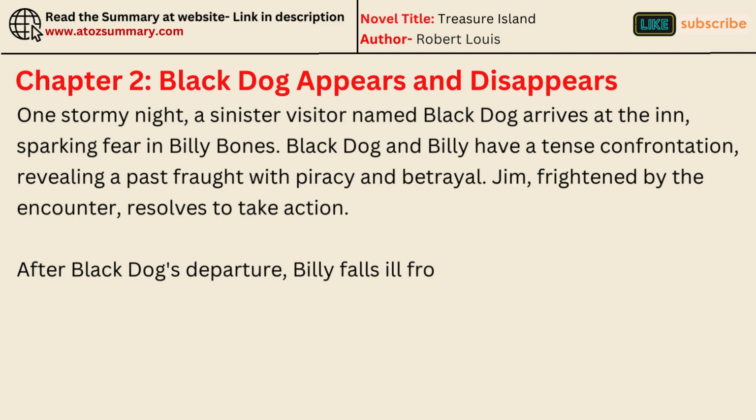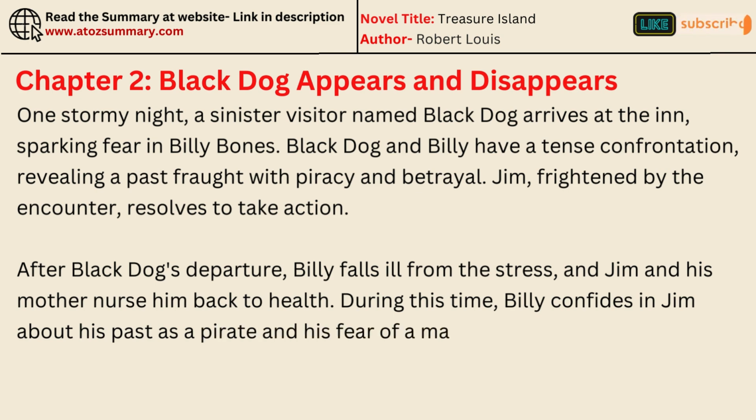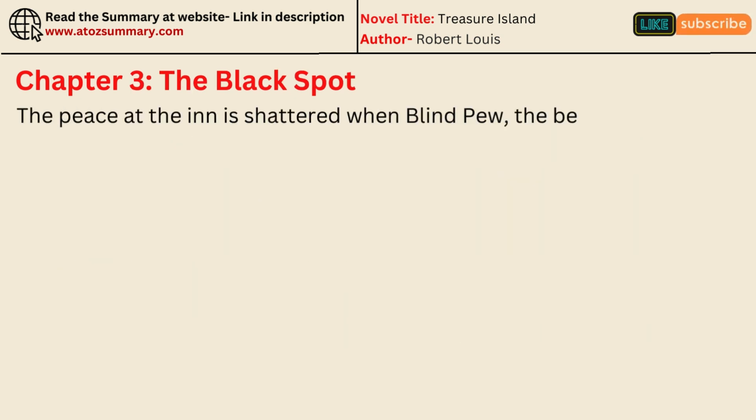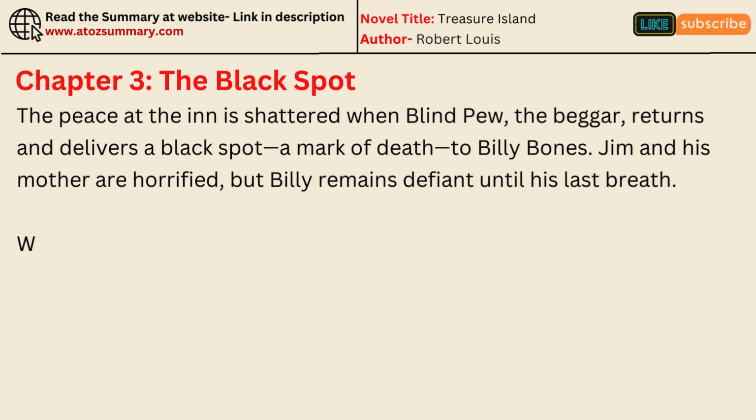After Black Dog's departure, Billy falls ill from the stress, and Jim and his mother nurse him back to health. During this time, Billy confides in Jim about his past as a pirate and his fear of a man named Long John Silver. The peace at the inn is shattered when blind Pew, the beggar, returns and delivers a black spot, a mark of death, to Billy Bones. Jim and his mother are horrified, but Billy remains defiant until his last breath.